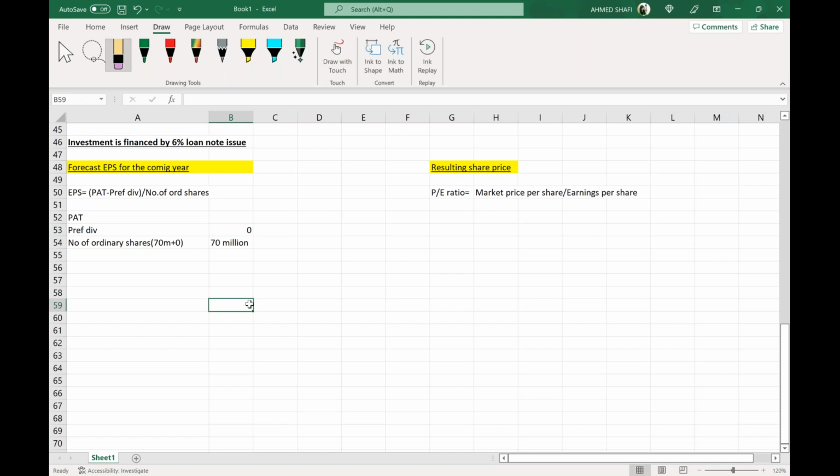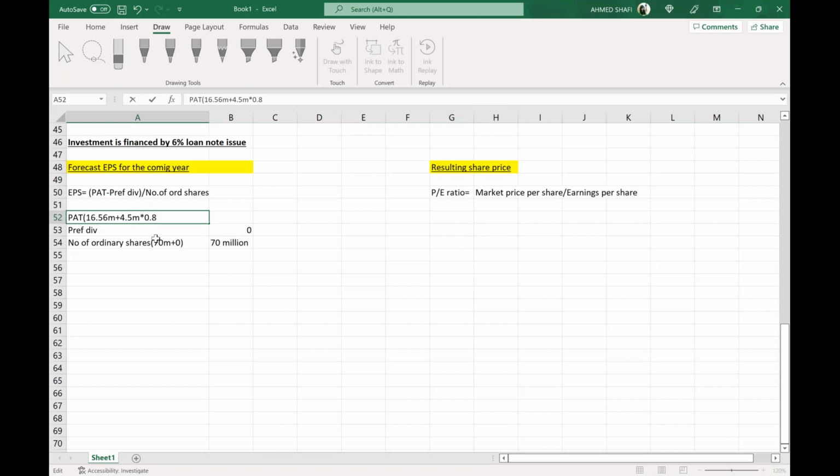Okay. Now, PAT. There are two jobs, easy job and difficult job. Currently, PAT is 16.56. If you invest 25.48 million, even via loan note issue, this will increase your profit by 4.5 million. But on this increased profit, you have to pay increased tax of 20%. So the net benefit you will get is 0.8.